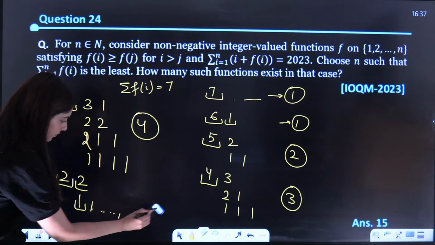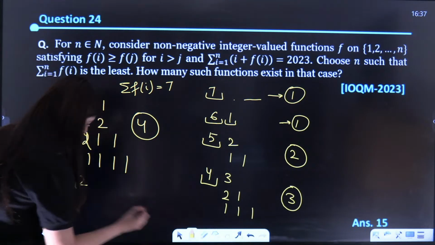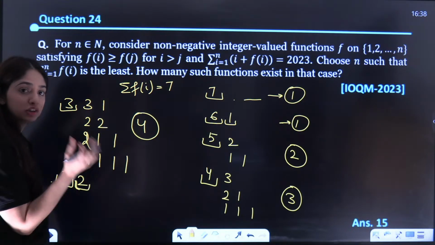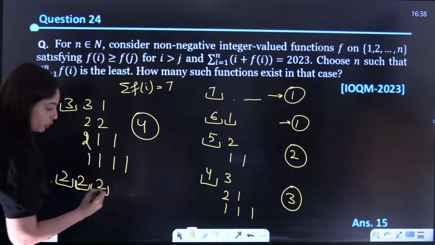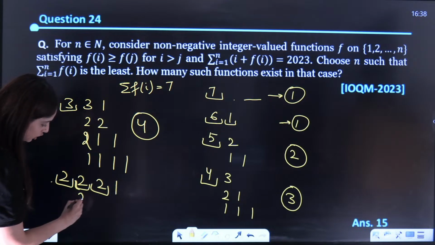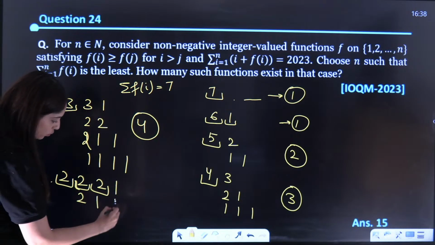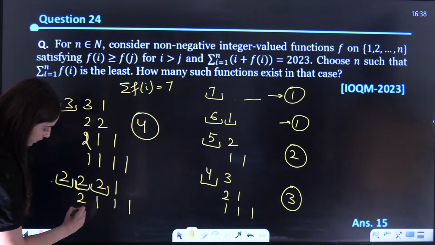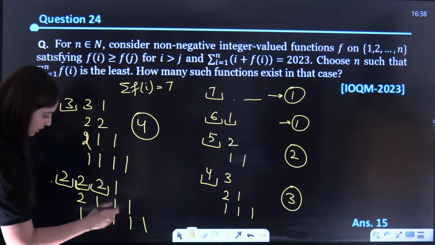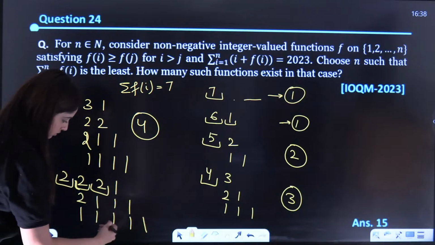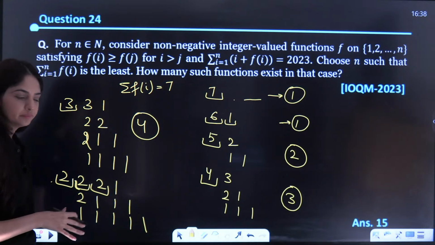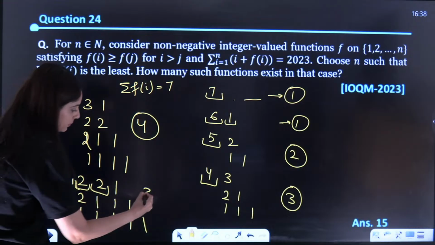Now, if we have 2 here, so 2 plus 2, 4. Now, what's remaining? 3. We can have another 2 here and then 1. Or we have 2, 2, 1, 1, 1, or 1, 1, 1, 1, 1. How many? 1, 2, 3, 4, 5. Right? So, these are the 3 possibilities.